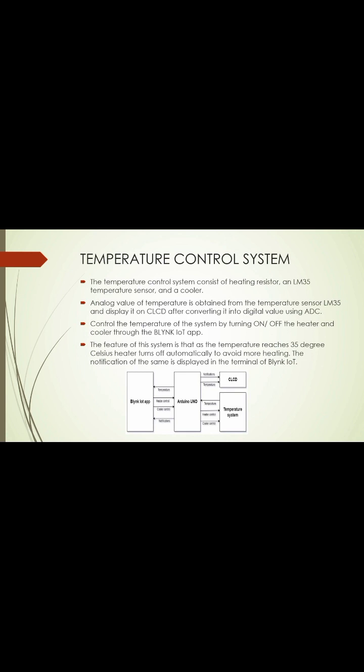As you can see in the diagram, this is the Blink IoT app. This is the Arduino Uno board. This is CLCD and the temperature system. As you can see, the heater and the cooler both are controlled using the Blink IoT app, and the information is passed to the Arduino Uno, which transfers the info to the temperature system, and the cooler or heater is turned on and off based on that. The temperature system passes on the information of the temperature, which is displayed on the Blink IoT app.